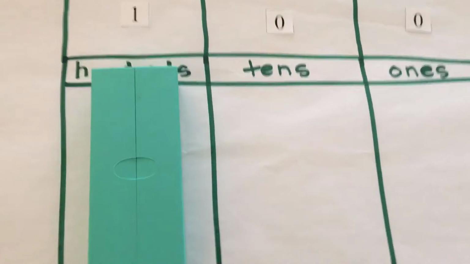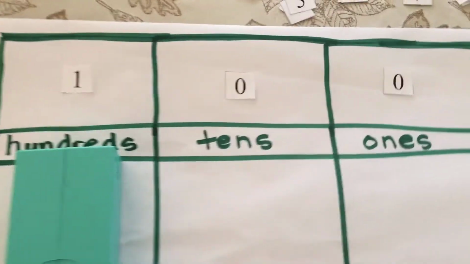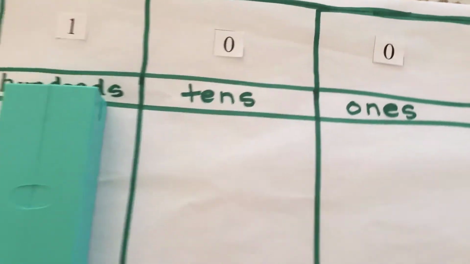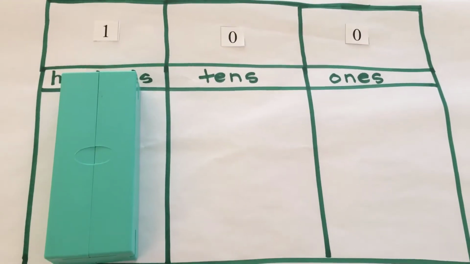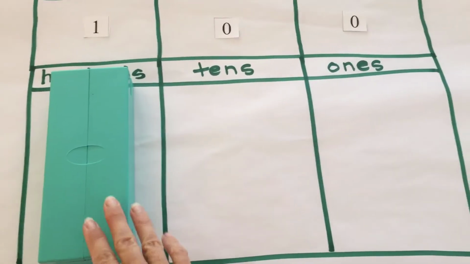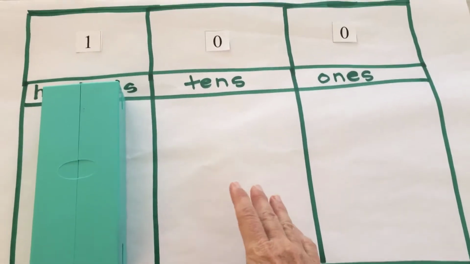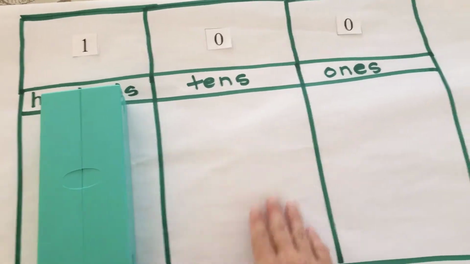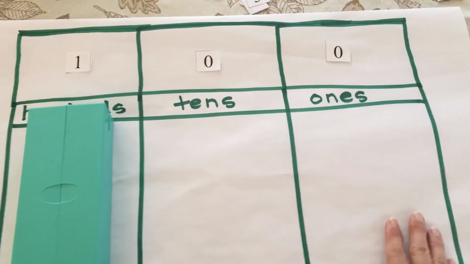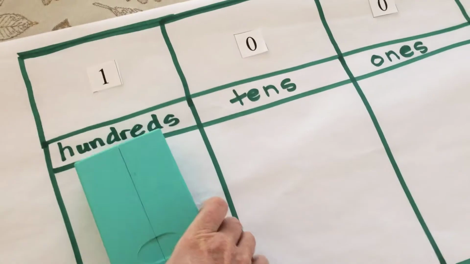So we have our 100 here. We have 0 tens and 0 ones, so we need to make sure that the kids know that this 1 here is different from the 1 in this column or this column. So we're going to subtract.